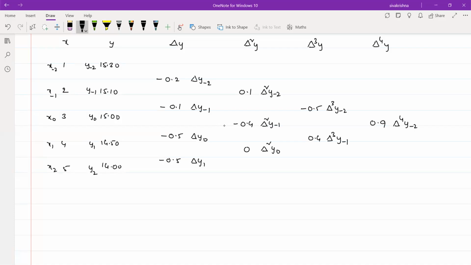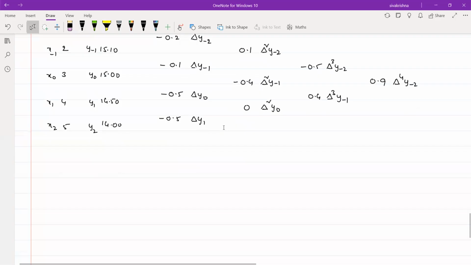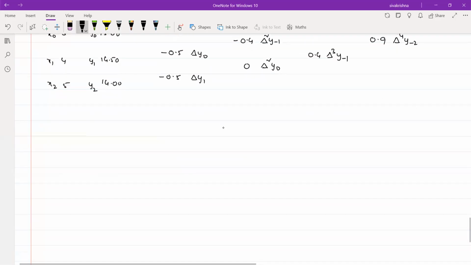These are the names in the Gauss forward table. Next, we have to write down the Gauss forward formula.